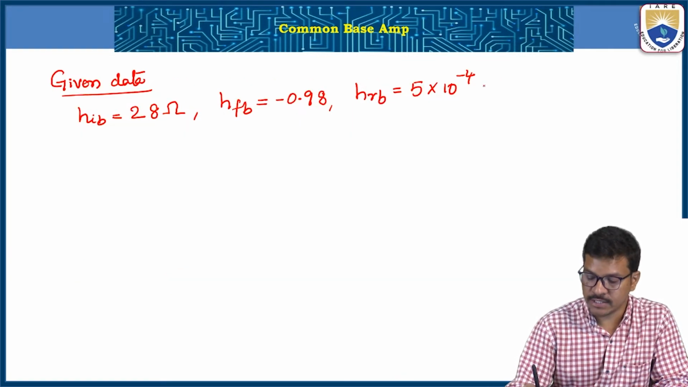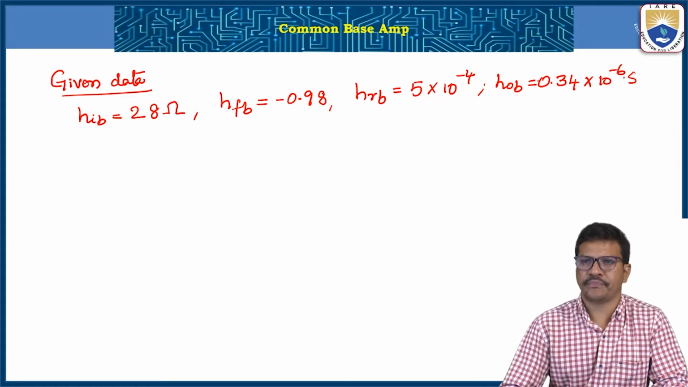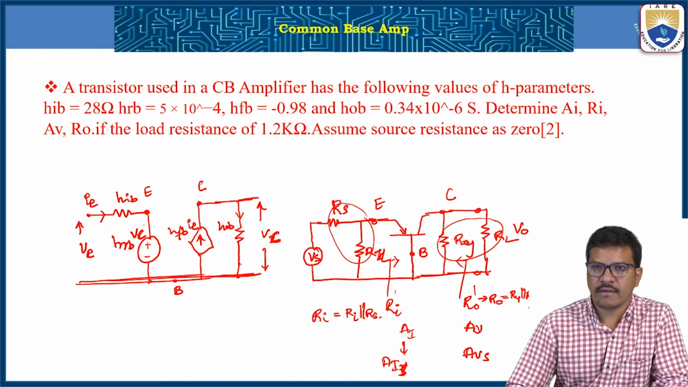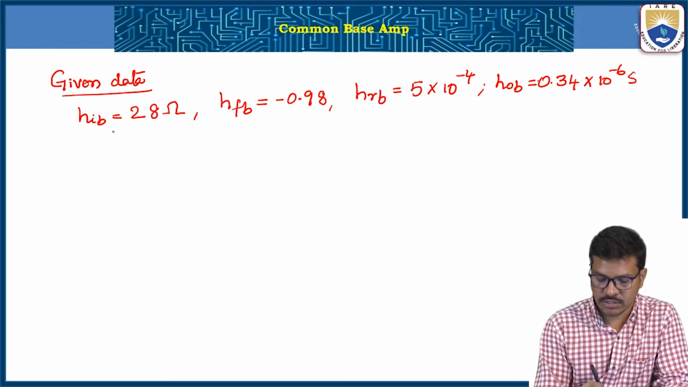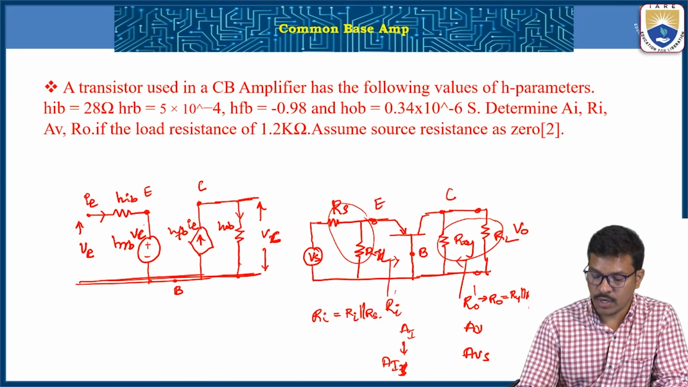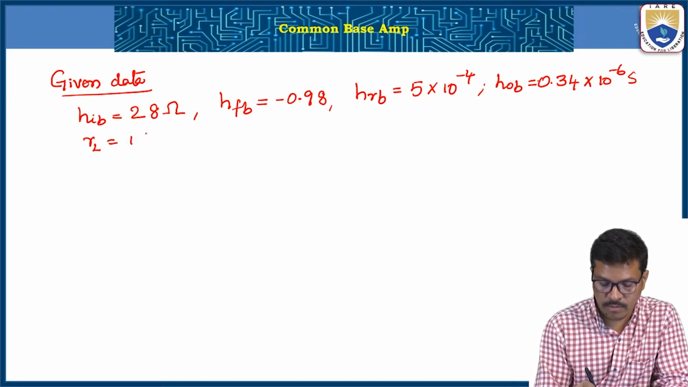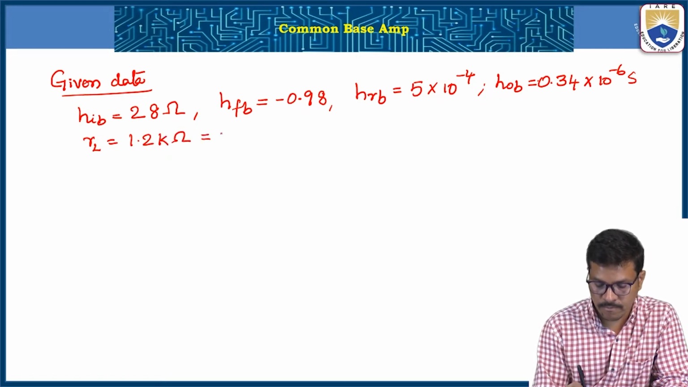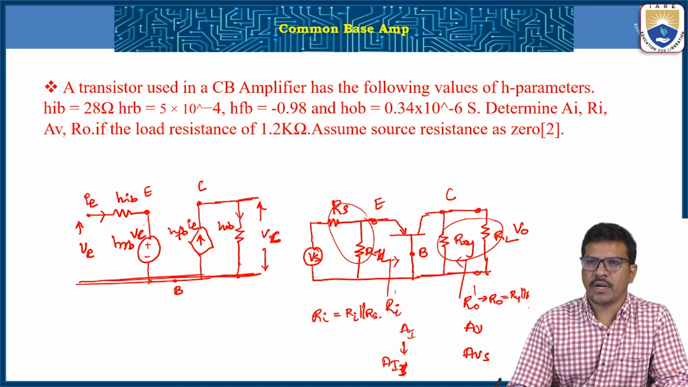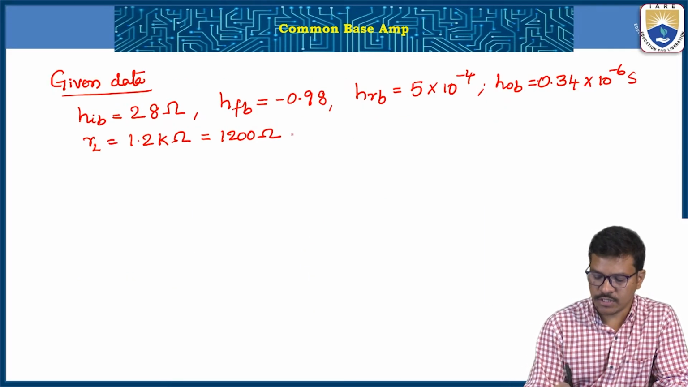HOB is 0.34 × 10^-6 Siemens, and the load resistance RL is equal to 1200 ohms or 1.2 kilo ohm. The source resistance RS is equal to 0 in this case.